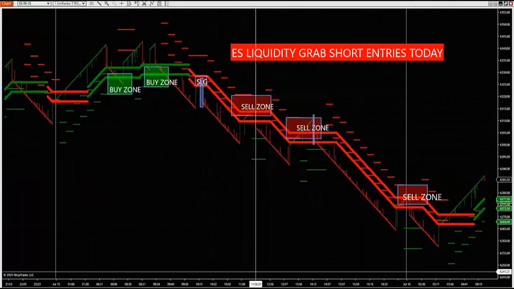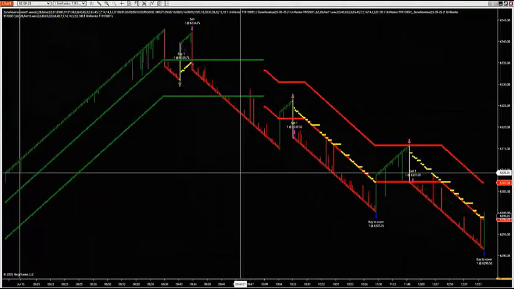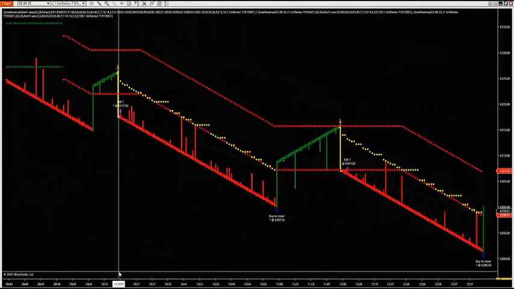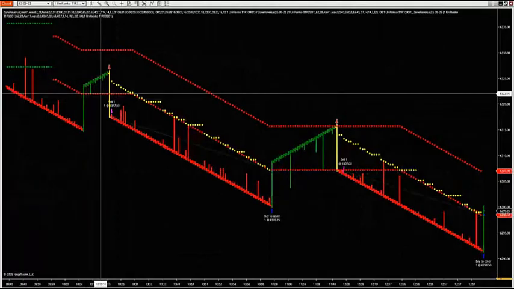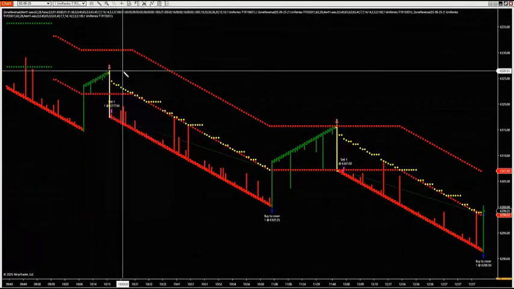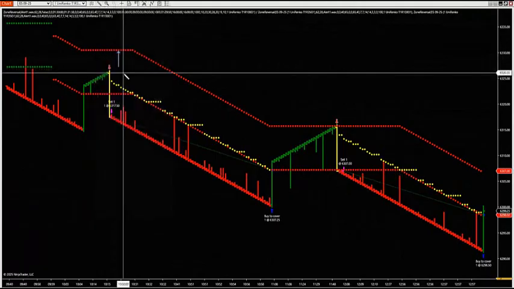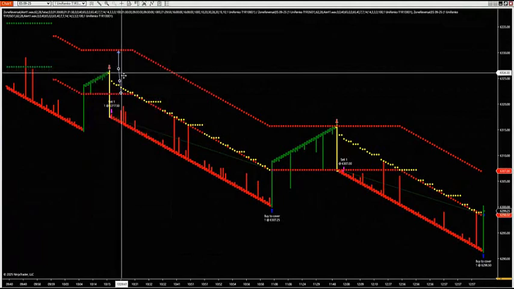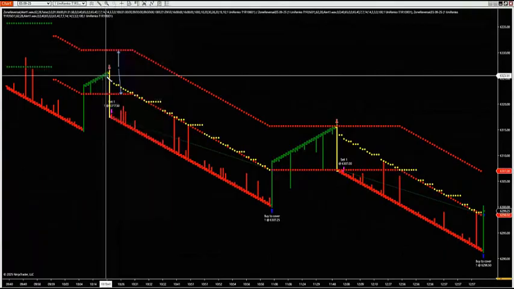So to look at a bigger picture, to show you how this can work: when you come into a shallow liquidity grab, you're getting in between the high of this zone and the low of this zone. And you want to reverse. You don't want to close outside of it. So you want to see the reversal candle come in.